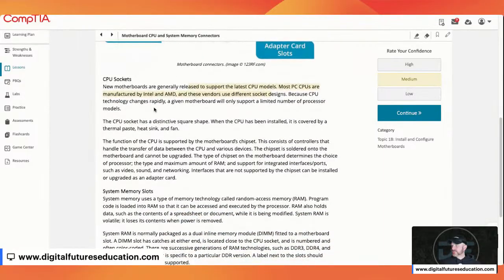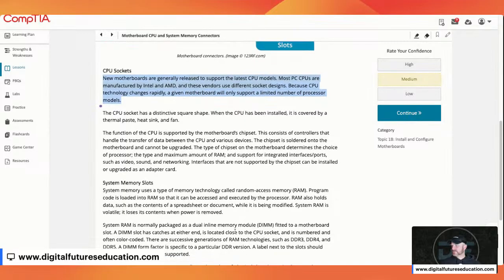New motherboards are generally released to support the latest CPU models. Most PC CPUs are manufactured by Intel and AMD. These vendors use different socket designs because CPU technology changes rapidly, given that a motherboard will only support a limited number of processor models.